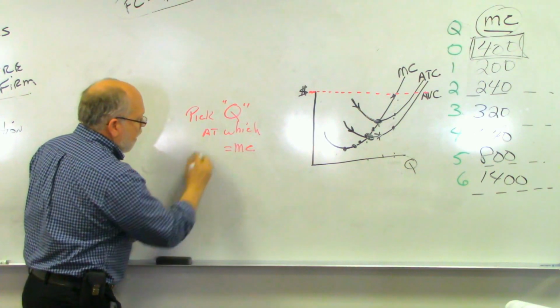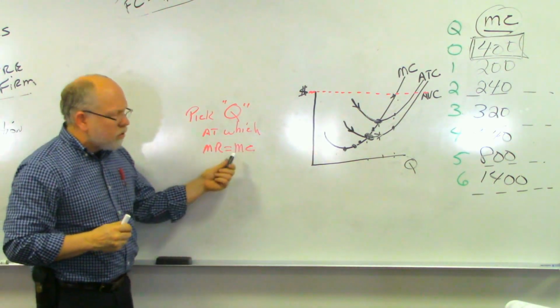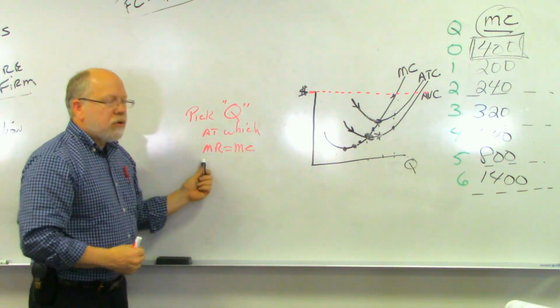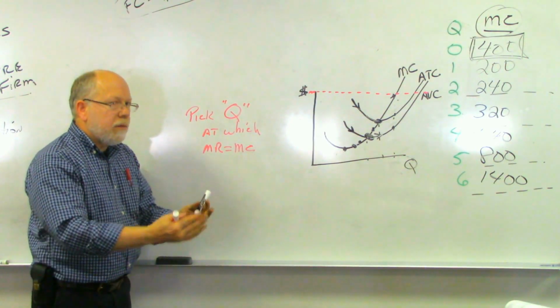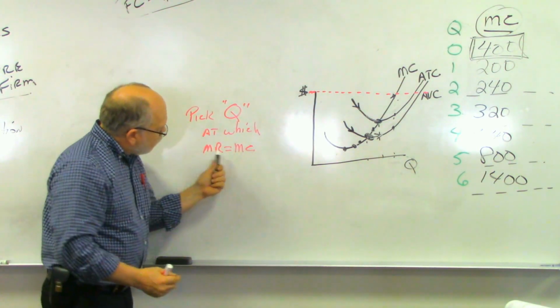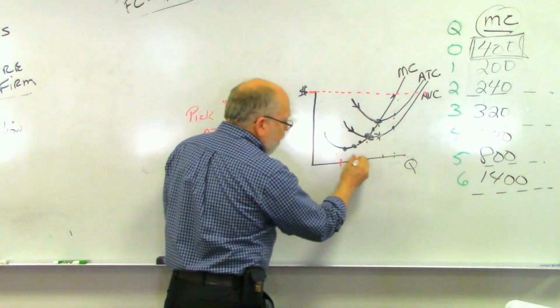Which marginal revenue, let's do some definitions again. We know what marginal cost is. That's the cost of producing the very next one. What's marginal revenue? Well, it's the revenue that comes into the cash register when we sell the very next one. Well, when those two numbers are equal, we want to pick this Q down here.